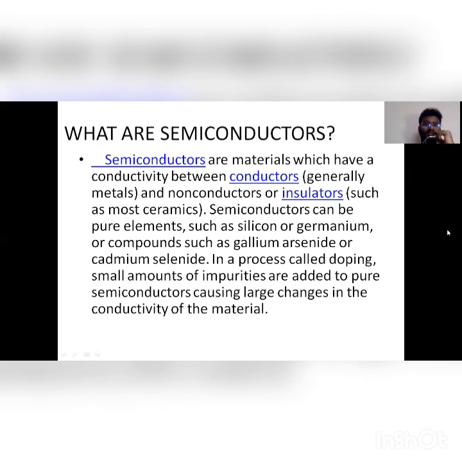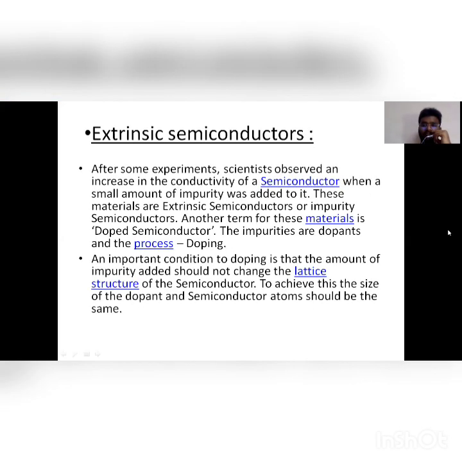What are semiconductors? Semiconductors are materials which have a conductivity between conductors and non-conductors or insulators. Semiconductors can be pure elements such as silicon or germanium, or compounds such as gallium arsenide or cadmium selenide. In a process called doping, a small amount of impurities is added to a pure semiconductor, causing a large change in the conductivity of the material. Extrinsic semiconductors.